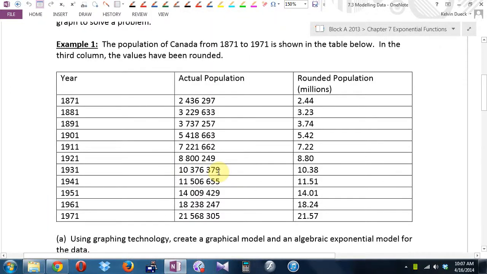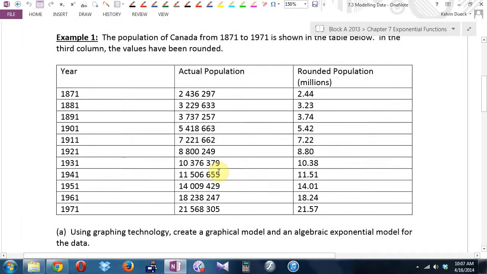In the third column, the values have been rounded to the nearest million, and to save ourselves from typing, we're going to use the third column values first of all, okay? The second thing, it says, using graphing technology, create a graphical model and an algebraic exponential model for the data. How do I know if they hadn't told me that this might be an exponential graph? Get your calculators out, please.